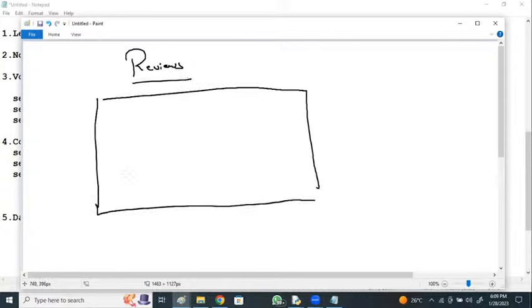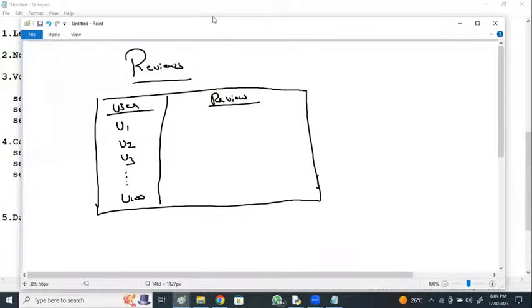User 1, user 2, user 3, 100 users, right? Each gives a review. First person saying movie is good. Second person saying movie is not good. Okay, for example, think that they are giving reviews in the form of ones and zeros. First person saying one, second person saying zero. In this way, the reviews are given in the form of ones and zeros. One means good, zero indicates bad.